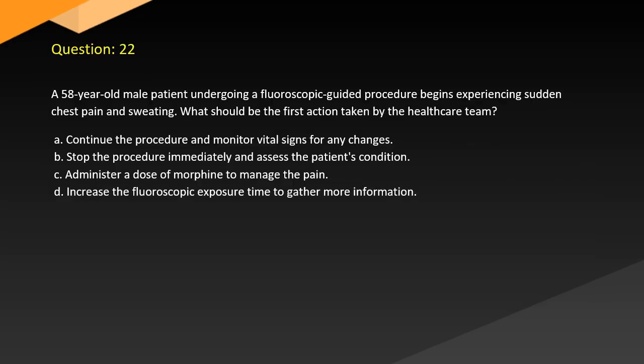Question 22. A 58-year-old male patient undergoing a fluoroscopic guided procedure begins experiencing sudden chest pain and sweating. What should be the first action taken by the healthcare team? A. Continue the procedure and monitor vital signs for any changes. B. Stop the procedure immediately and assess the patient's condition. C. Administer a dose of morphine to manage the pain. D. Increase the fluoroscopic exposure time to gather more information.